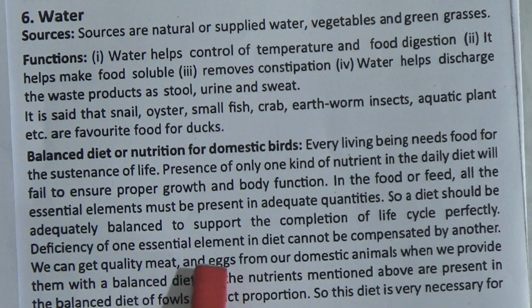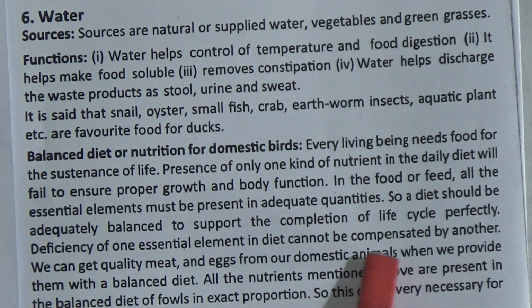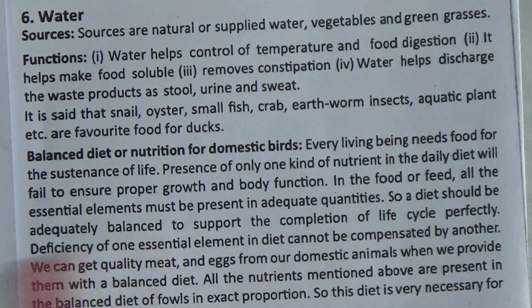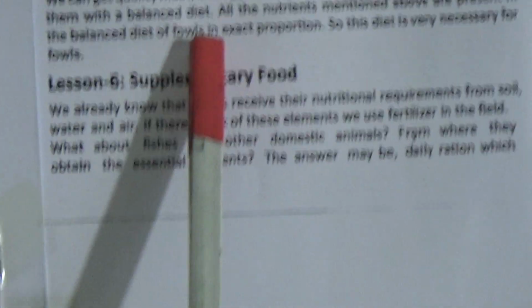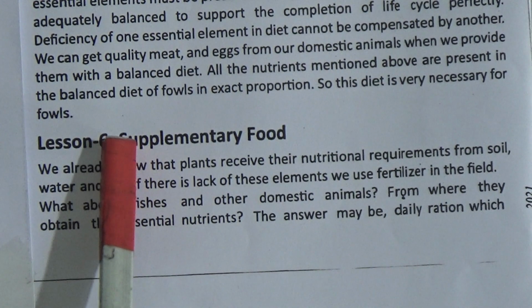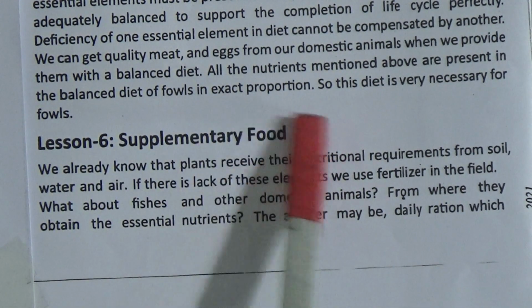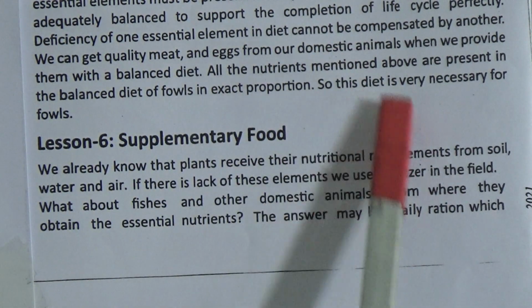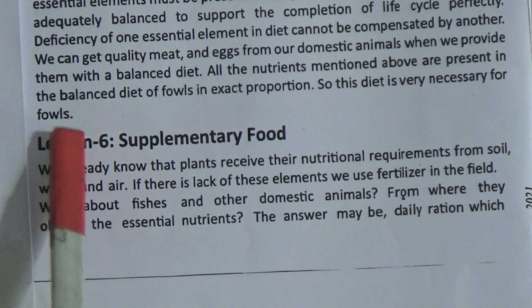Deficiency of one essential element in diet cannot be compensated by another. We can get quality meat and eggs from our domestic animals when we provide them with a balanced diet. All the nutrients mentioned above are present in the balanced diet of fowls in exact proportion. So this diet is very necessary for fowls.